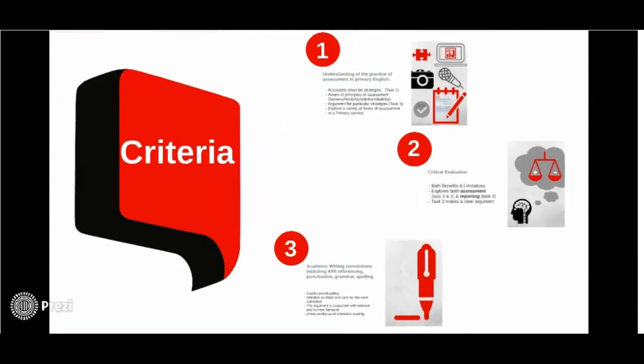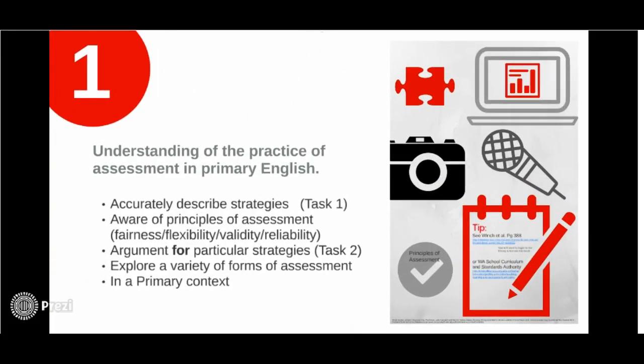When you read through the rubric, you'll see that there are 3 criteria which are presented inside the rubric. Let's take a look at those. To show your understanding of criterion 1, or your understanding of the practice of assessment, we'll be looking for these things. Does task 1 accurately describe the strategies? Have you got your facts straight? Are you aware of the principles of assessment? And can we see these in your critical evaluation?